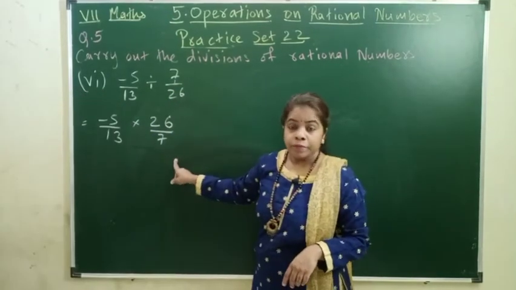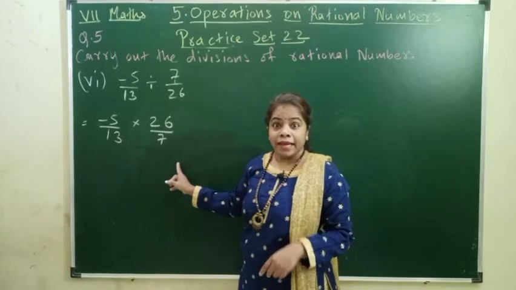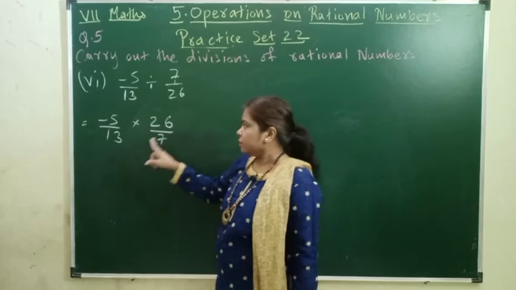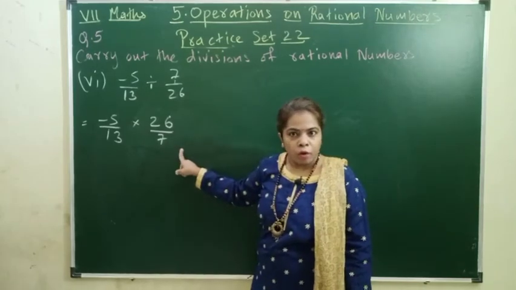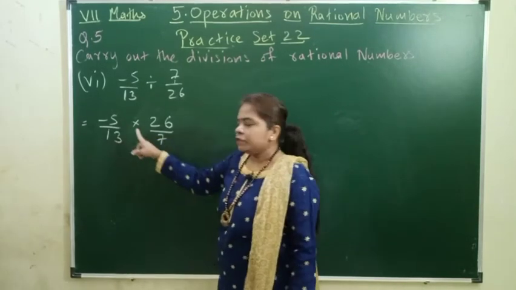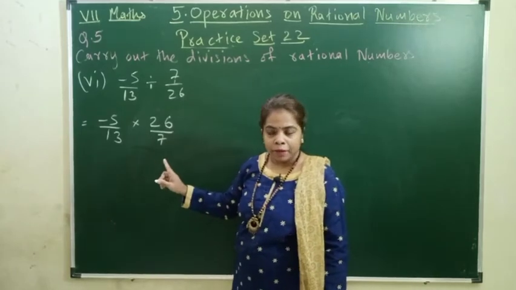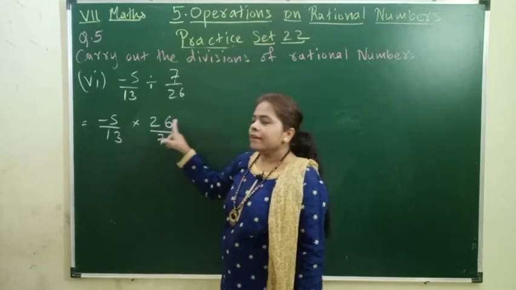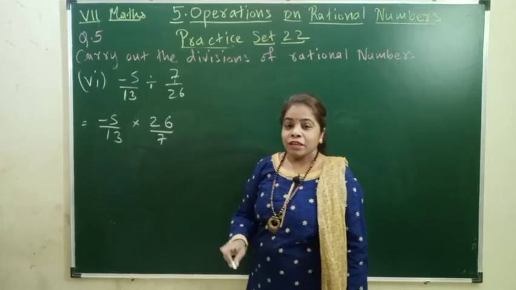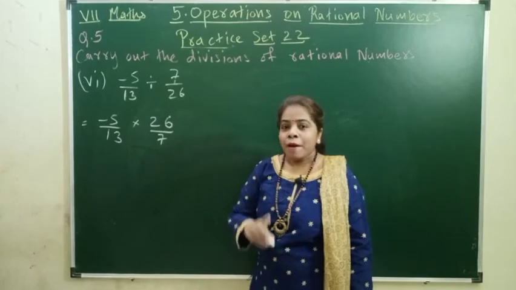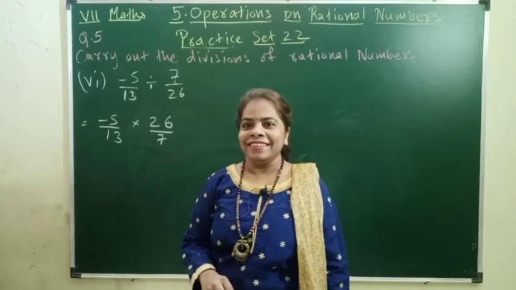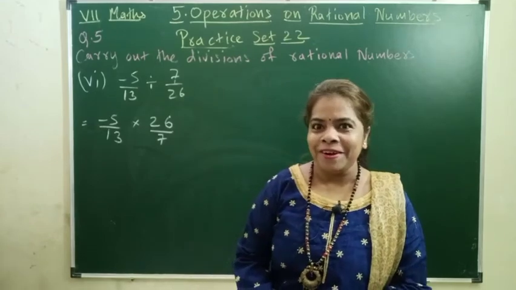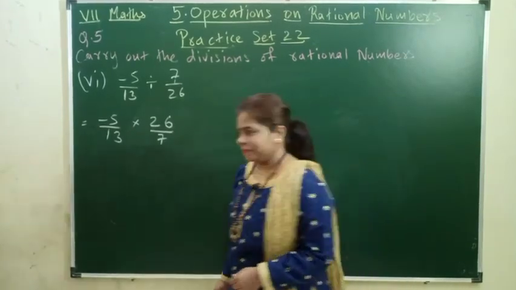Now observe. Are the fractions coming in any common table? 5 and 13 don't come in a common table. 26 and 7 don't come in a common table. Minus 5 and 7 don't come in a common table. These two come in a table of 13. 13 ones are 13. 13 twos are 26. So let's write and cancel them now. By now you all know the method, children. You all are very well acquainted with this method now. Let's continue.